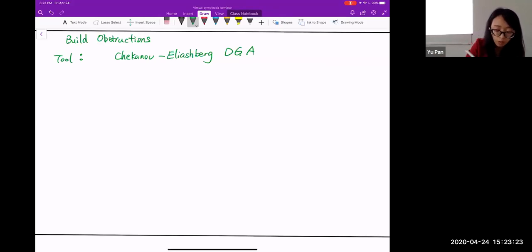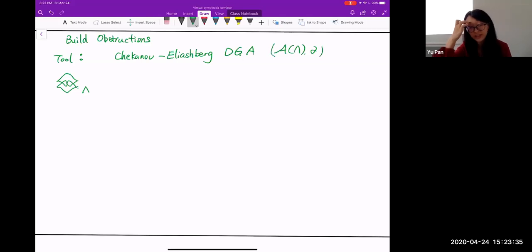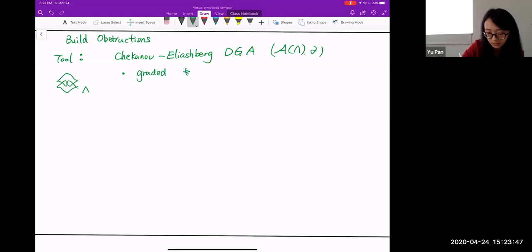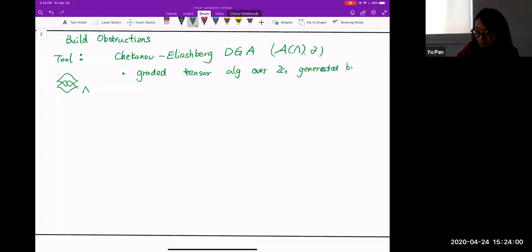Again, here I will not go into too much detail, but I would like to briefly recall these DGA things. Roughly speaking, when we have a Legendrian, say lambda, there is a differential graded algebra associated to it, which is an invariant. Roughly speaking, this DGA is first a graded tensor algebra over Z2 generated by Reeb chords of lambda. Reeb chords here just correspond to the intersections of the Lagrangian projection of the Legendrian, so there are finitely many of them. It's a finitely generated tensor algebra.